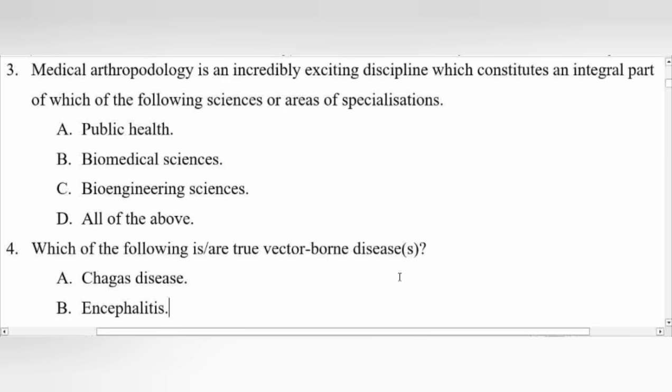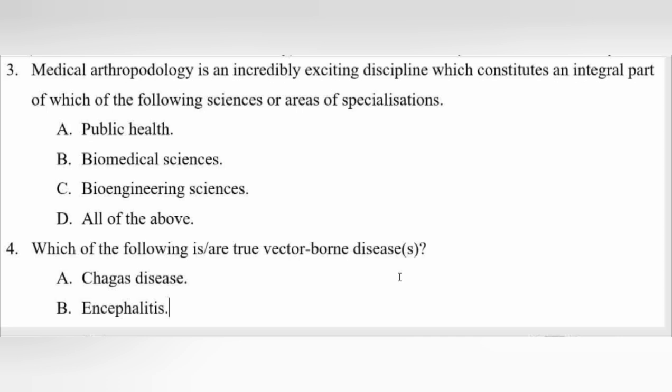Then question number 3, medical arthropodology is an incredibly exciting discipline which constitutes an integral part of which of the following sciences or areas of specialization. Medical arthropodology. So arthropodology is the study of arthropods, and the field of arthropodology itself may be medical or non-medical. So it means we can have agricultural arthropodology when we are looking at arthropods of agricultural importance, and so medical arthropodology has to do with arthropods of medical importance.